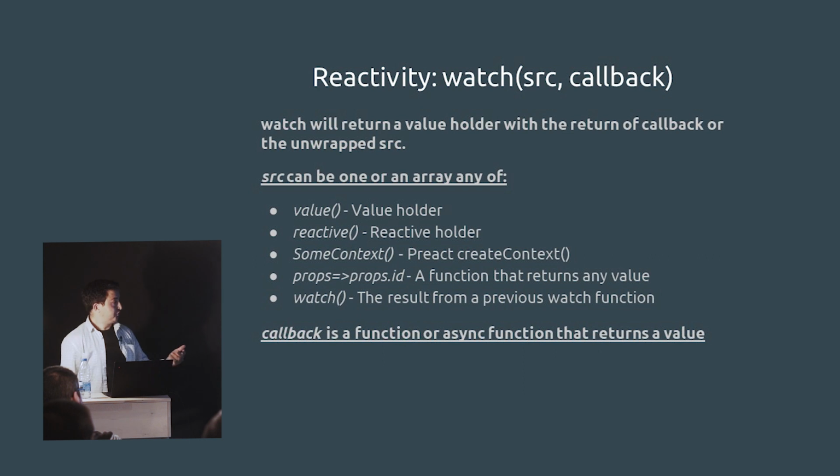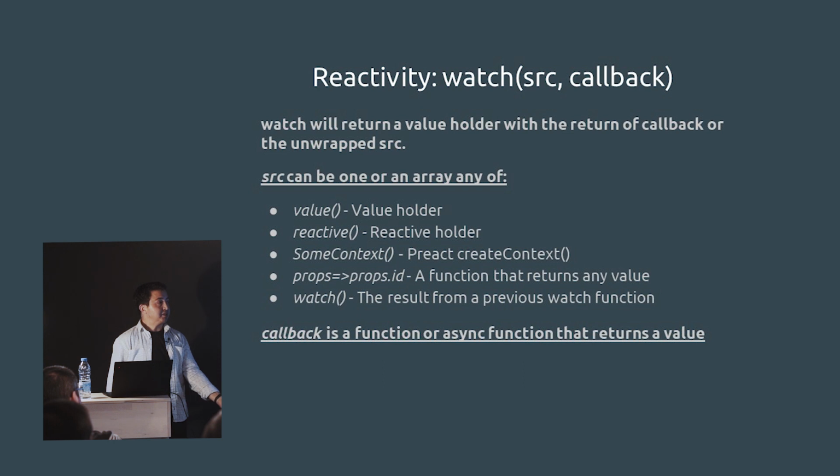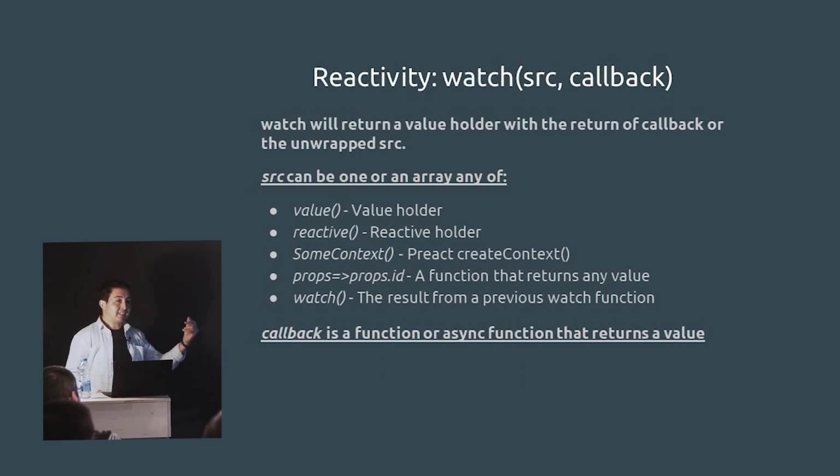If you don't put a callback here, the return from this source here will be returned back, because watch always will return a value holder. Like you have in value, you will have dot value on the watch result with the current value that you are watching here. So the callback allows you to, for example, do some memoization of a value. Maybe you are watching this value and this other value, and then you put both and you return the value. And it can also be async.